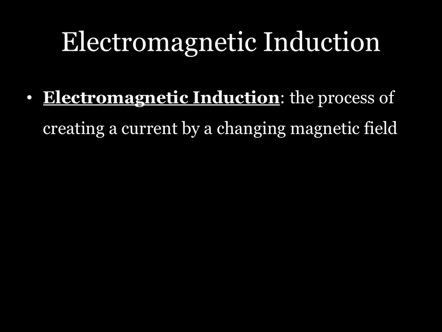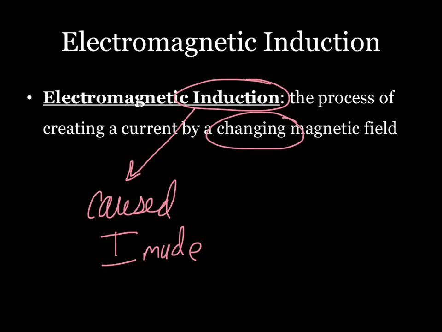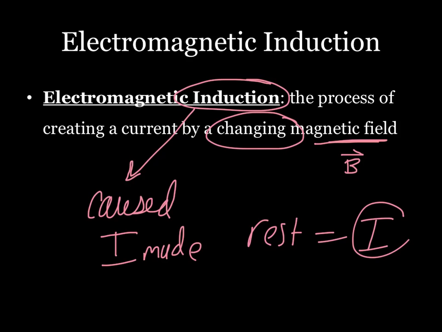Two important things that you should notice. This idea of induction means that something is actually caused. So in this case, we're causing a current to be made. And this idea of changing is also really important. The magnetic field, so B, must actually be changing in order for a current to occur. So if the magnetic field is at rest, then there should be no current that happens. And you'll see what I mean in a little bit. So we have 5 situations that we're going to talk about.